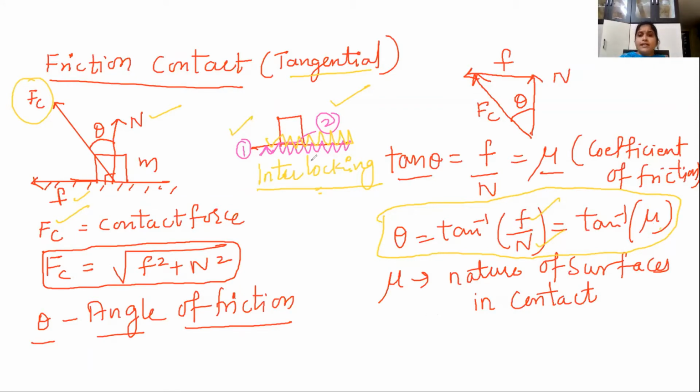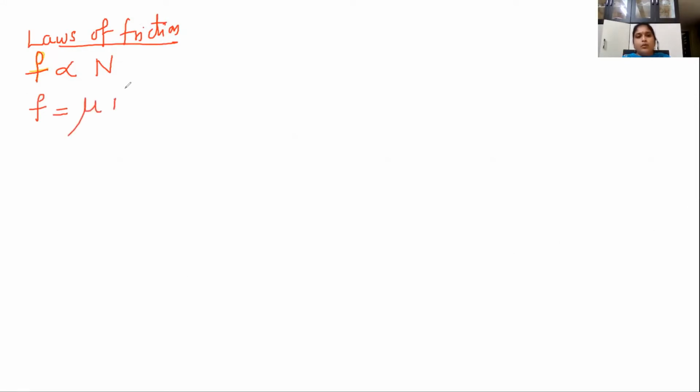Okay, so now let us move on to the next concept, that is frictional force. The frictional force F is directly proportional to the normal reaction, that is called the law of friction. So friction is equal to the proportionality constant mu times N. So frictional force is mu N.